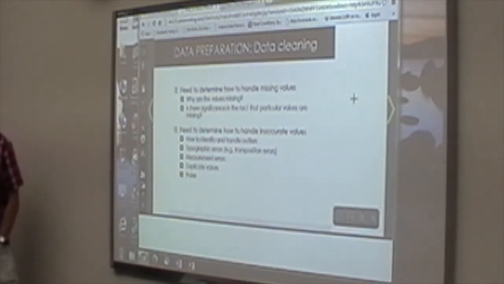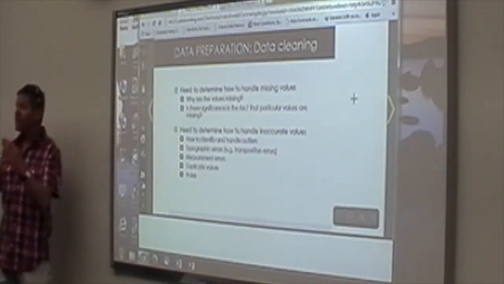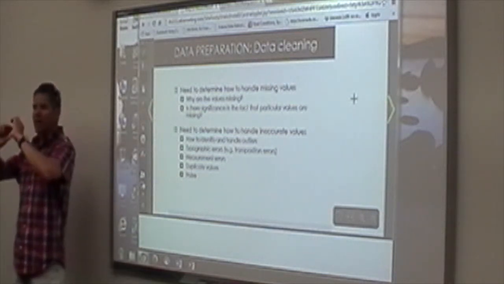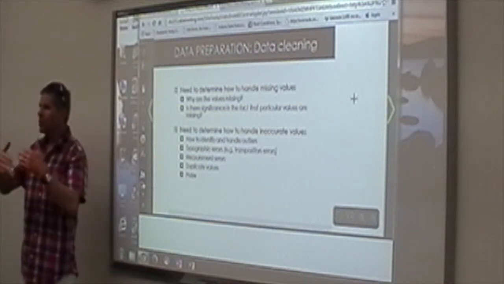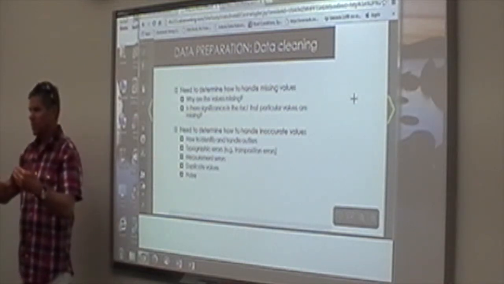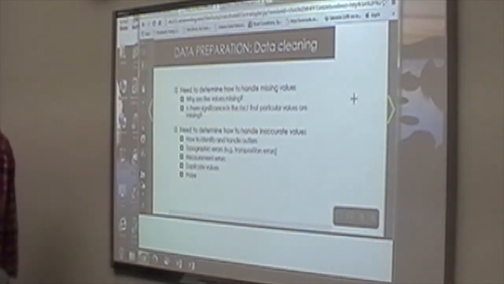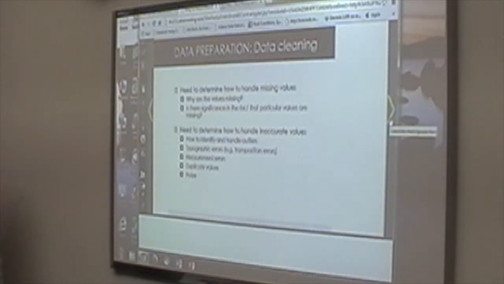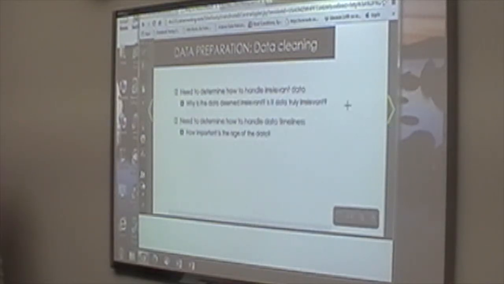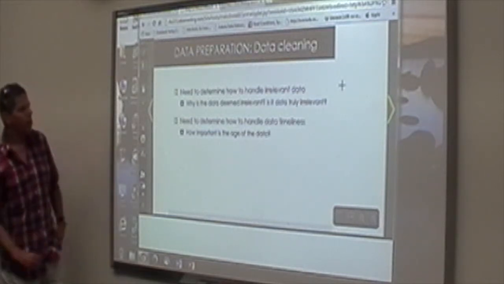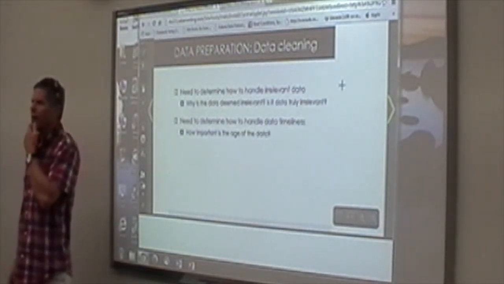Duplicate values. Maybe for whatever reason, you have the exact same instance in your data and it appears twice, right? So how do we want to handle that? And again, how do we want to handle noise? A couple more questions to ask. What about irrelevant data?